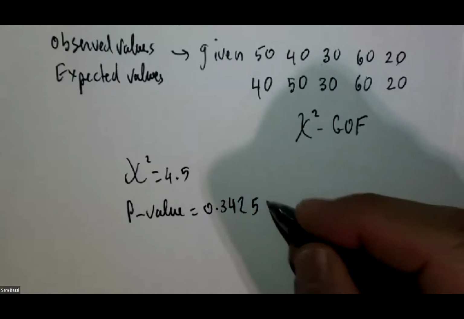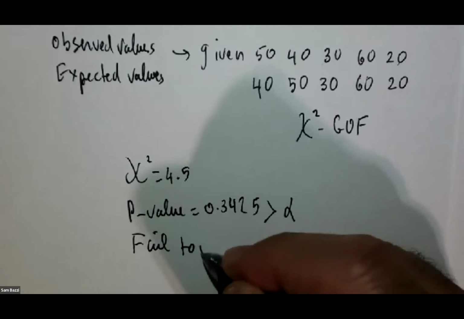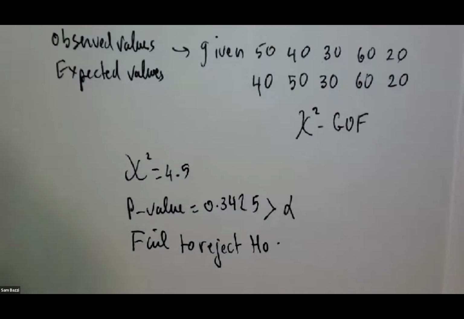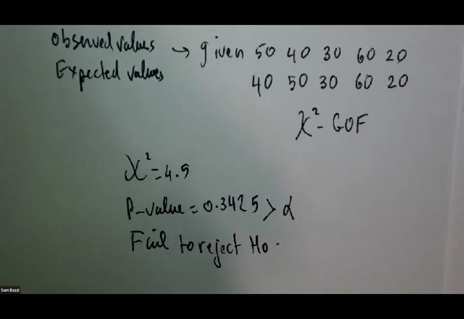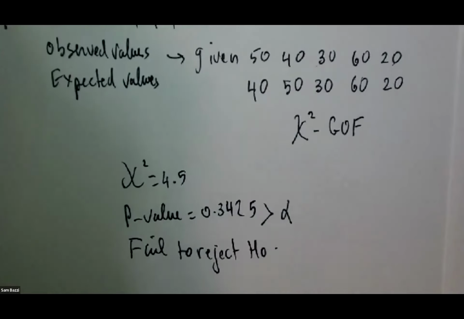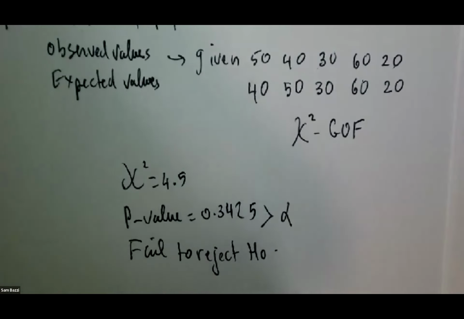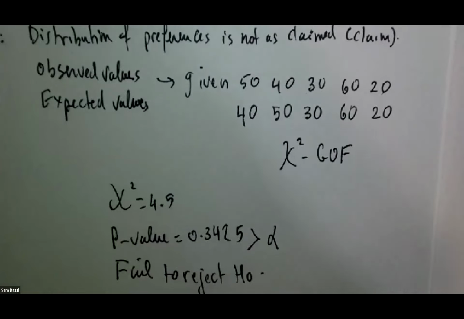Okay, this is bigger than alpha, of course. What's the decision, guys? Fail to reject what? H0. And what's the conclusion? The conclusion will be there is not enough evidence at the 5% level of significance to support the claim that the distribution of preference is not as claimed. That means we're not supporting the claim. This is how you do that one.